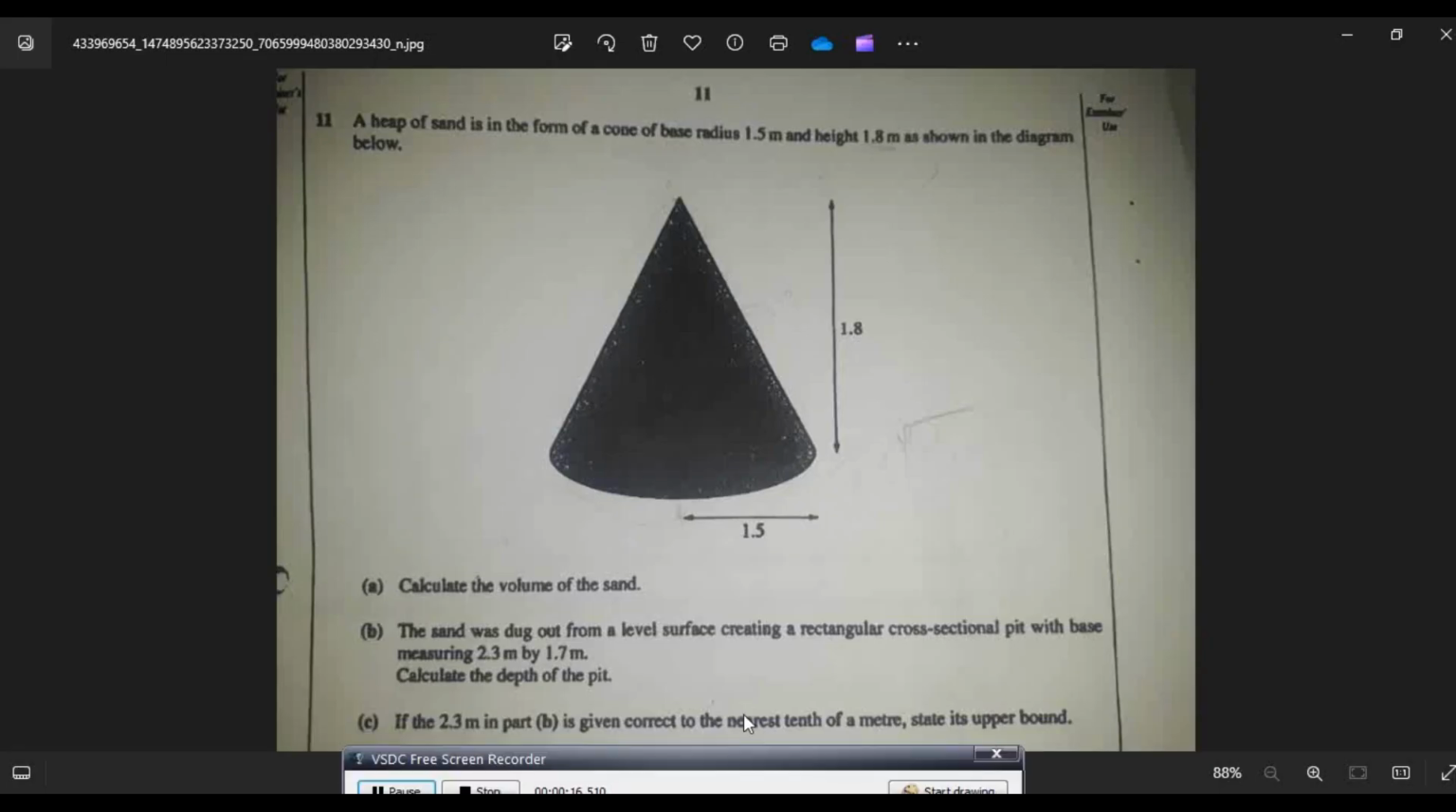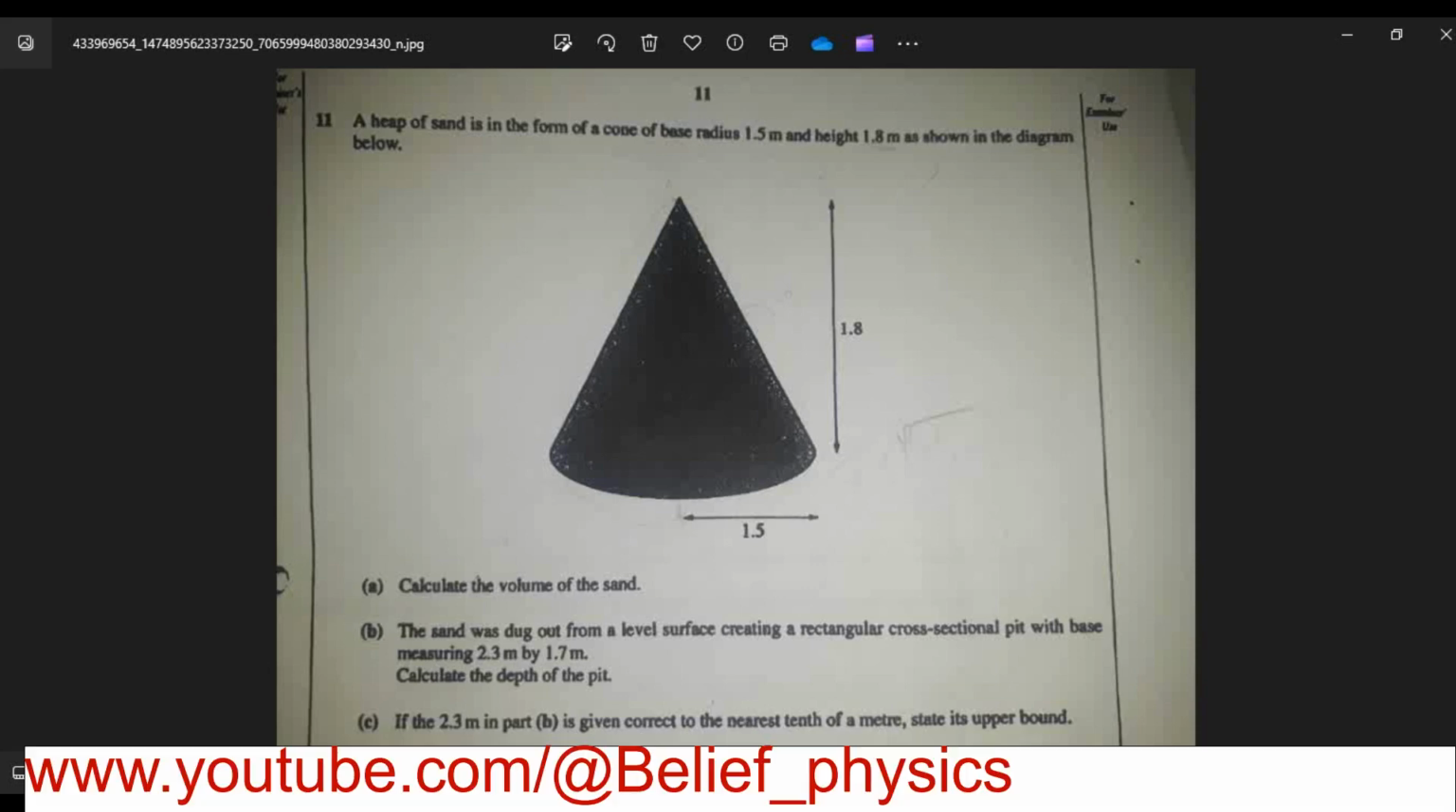Today we have to solve a mensuration problem. The question is, there is a diagram which shows a heap of sand in the form of a cone of base radius 1.5 meter and a height 1.8 meter as shown in the diagram below. Question A: calculate the volume of sand.